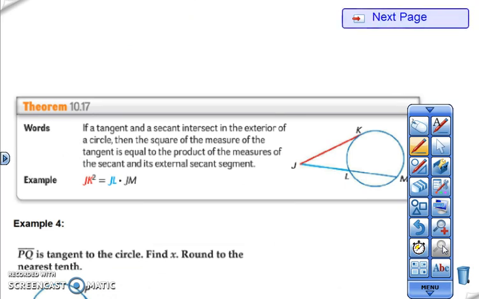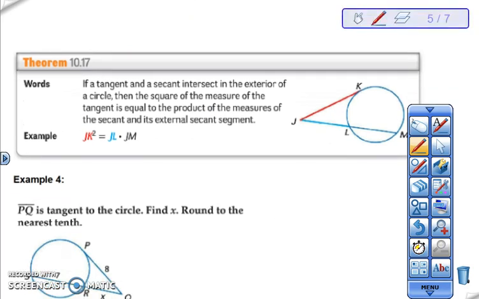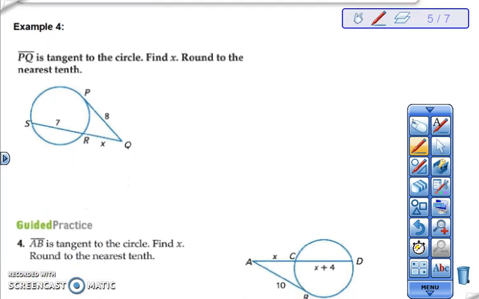For our final theorem, it looks like a different formula, but the pattern that we're following is actually the same. Right? So we notice the only difference here is that one of the segments is entirely out of the circle. So instead of having two secant lines, we have one secant line and one tangent line.